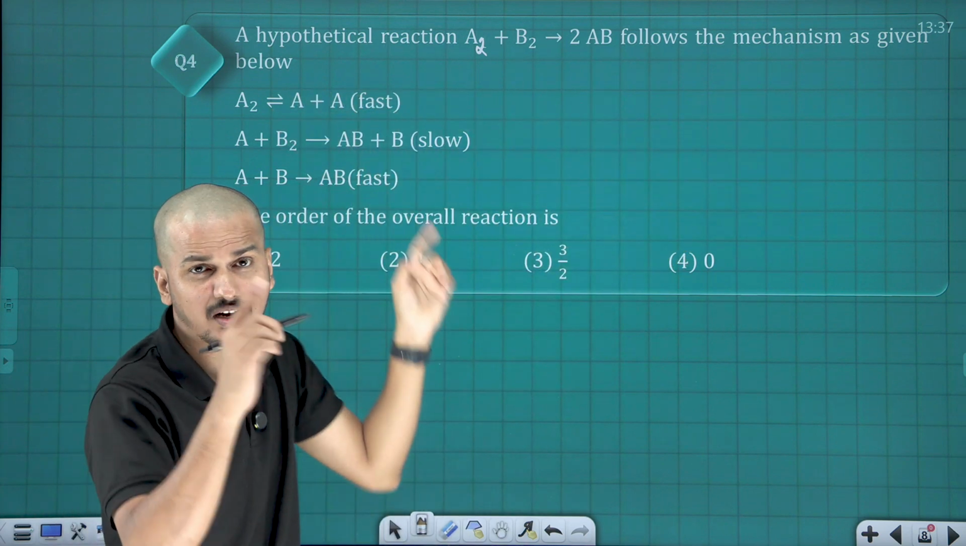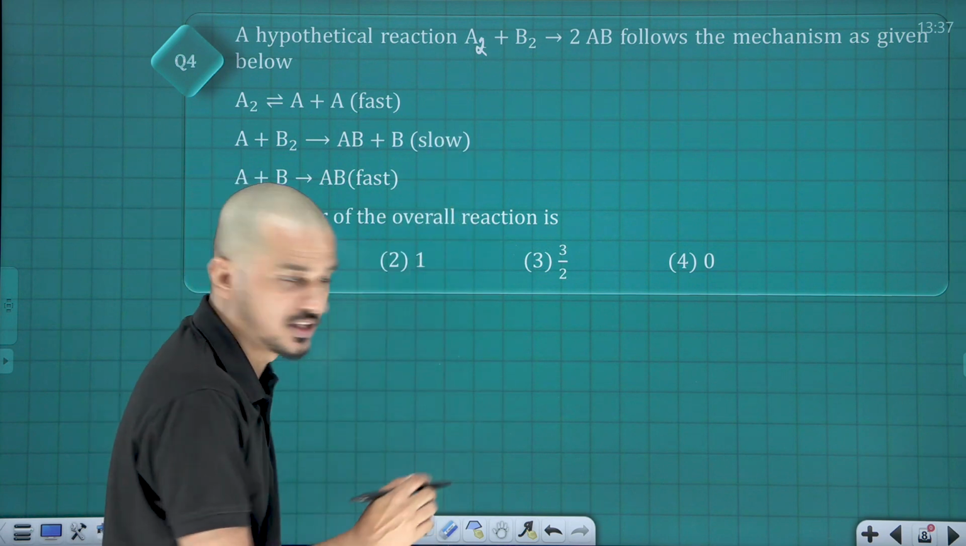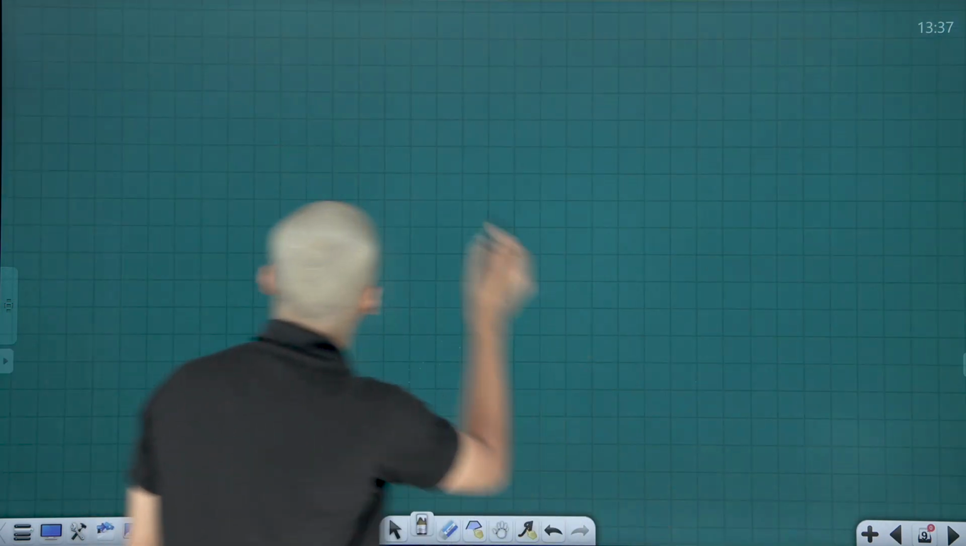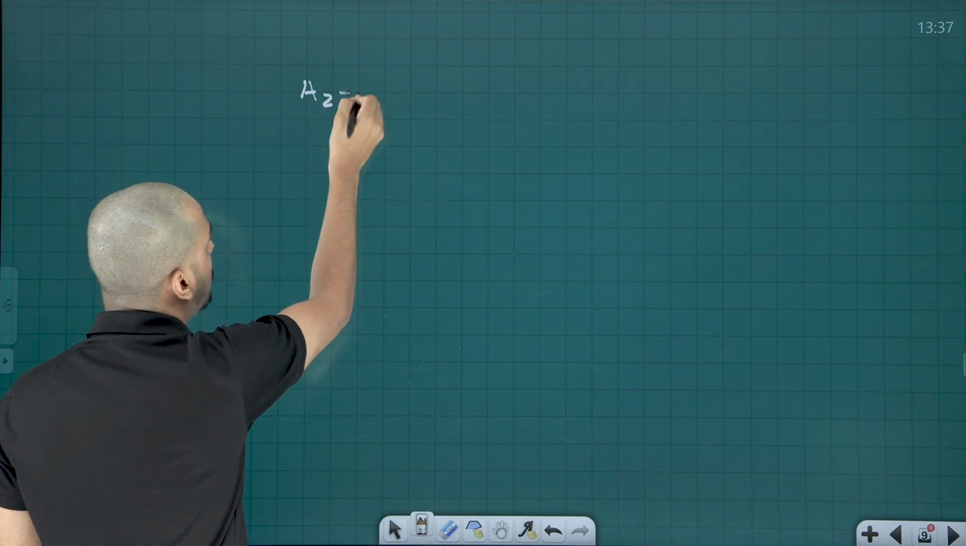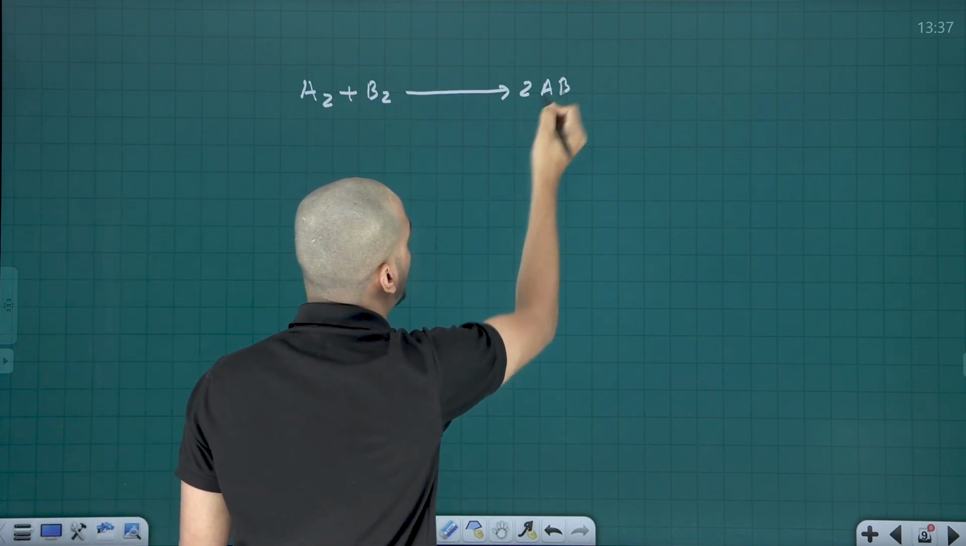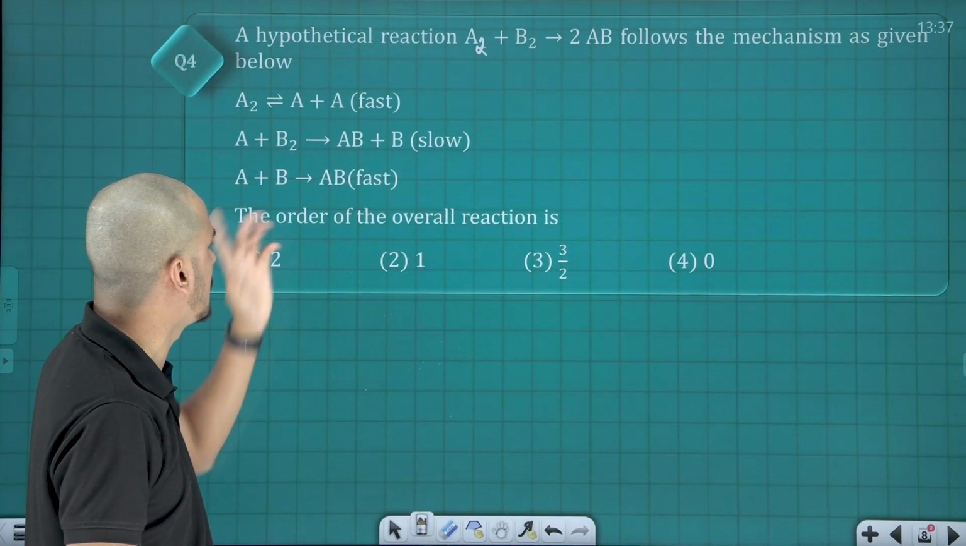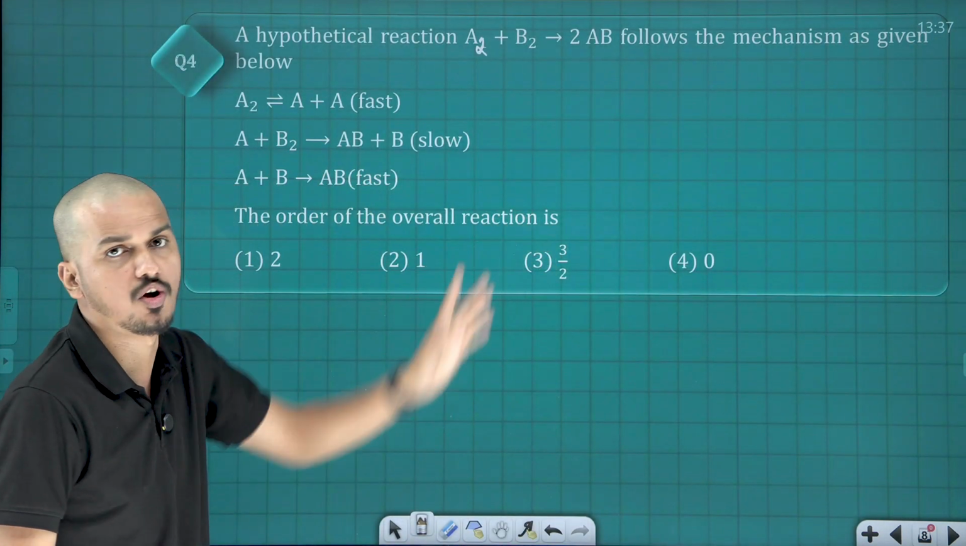A2 plus B2 gives 2AB, follows the mechanism as given below. Actually, while we were doing the recap video, that time also I explained about this question. Okay, we can look at the question. This is the question they gave, A2 plus B2 gives 2AB. This reaction's mechanism they gave, step 1, step 2, step 3. The order of the overall reaction is?